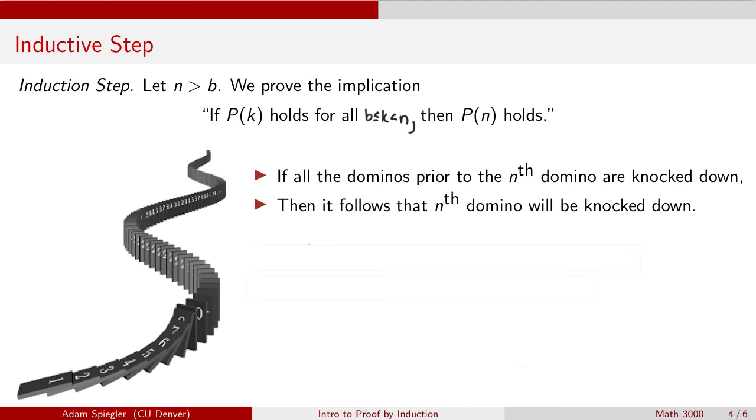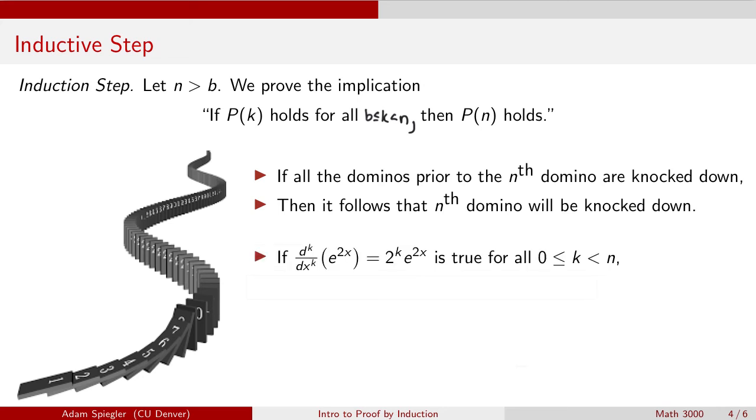And so how we can phrase that a little more carefully mathematically is we would say, if this statement P is true for all values of k bigger than or equal to the base value and less than some integer n, then we want to show that the statement P is going to hold for n. So in plain language, we might say this is saying all of the dominoes prior to the nth domino are knocked down. And then this is saying, therefore, it would follow that the nth domino is going to be knocked down. And that's enough to prove that, therefore, all of the dominoes would be knocked down.